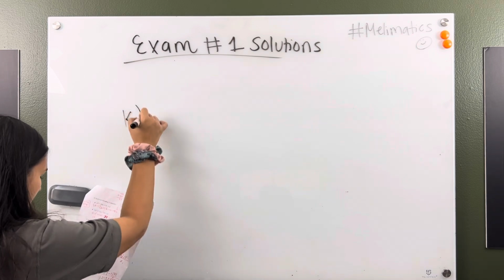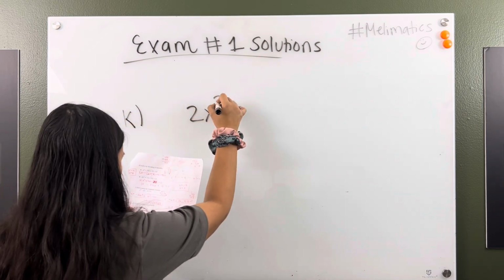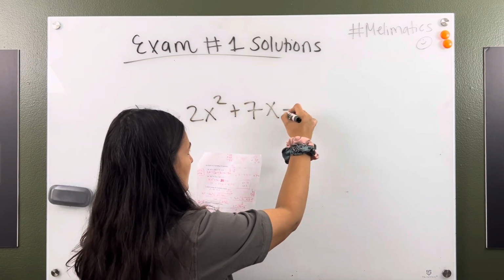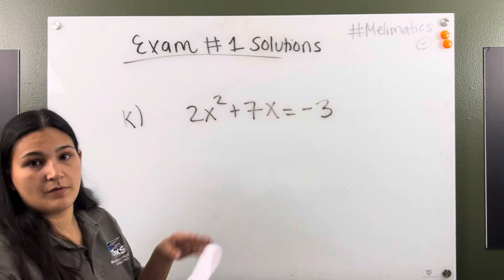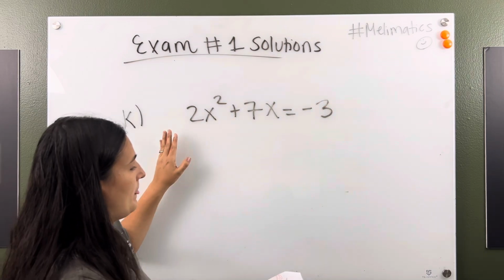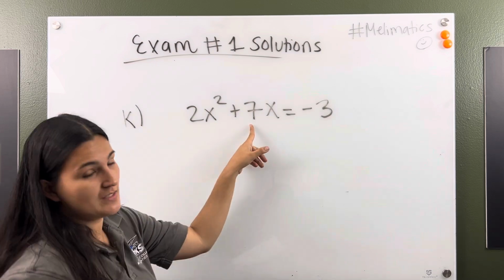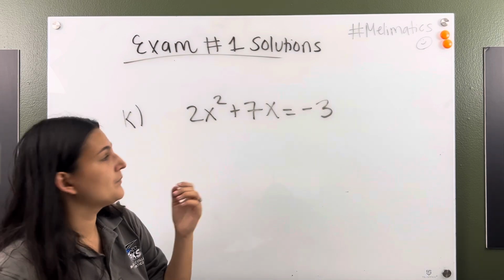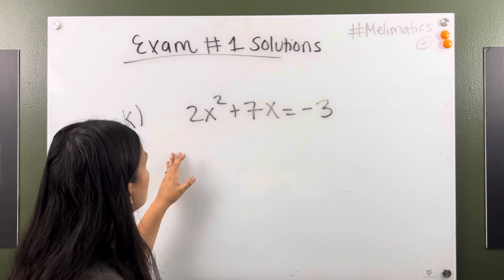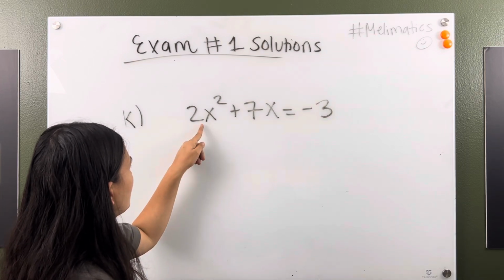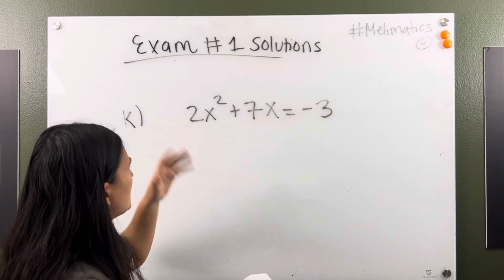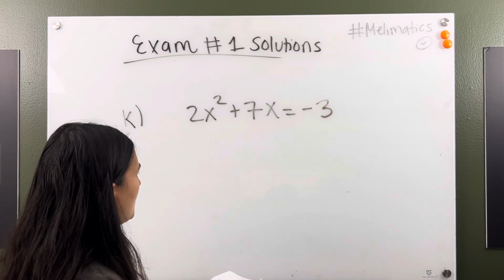Okay, letter K, solve for x using any method. Well, since it's already set up for us like this, you could do the complete the square method, but since this number is 7, we're going to have a decimal again. We're going to have 7/2 as the number in the parentheses, and it gets kind of complicated because we also have a 2 up here. So let's just do either factoring or quadratic, okay?